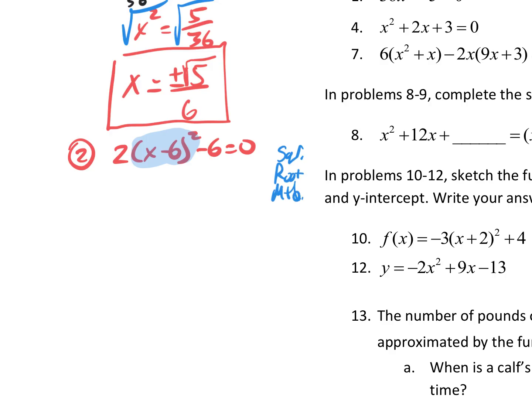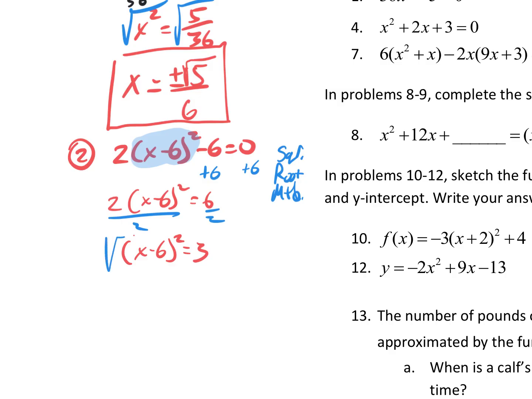All right, so let's get rid of that 6. Let's add 6 to both sides. And we get 2 times x minus 6 squared equals 6. Let's divide by 2 to get that 2 out of there. And we got 3. And now it's time to get rid of that square there by square rooting both sides. We do one side, got to do the other side.